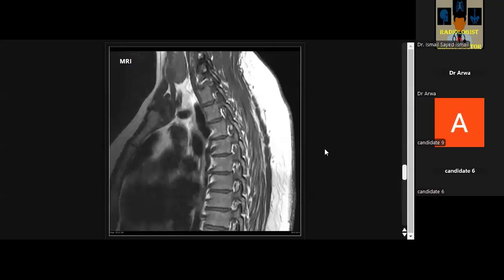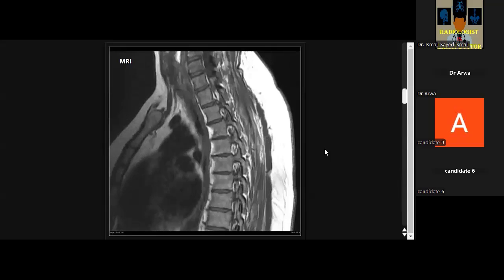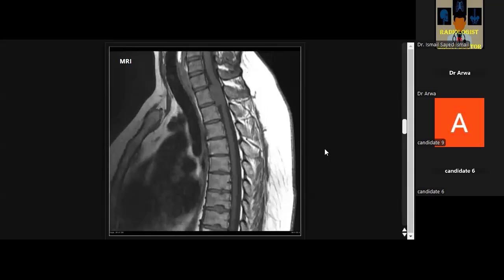So you mentioned about the location. It's epidural or extradural, right? Are you sure about this compression on the cord? Yes, this is extramedullary, not intramedullary. And is it intradural or extradural? It appears to be extradural. But I will confirm on the T2 weighted and post contrast images as well. Okay, I'll give you T2.